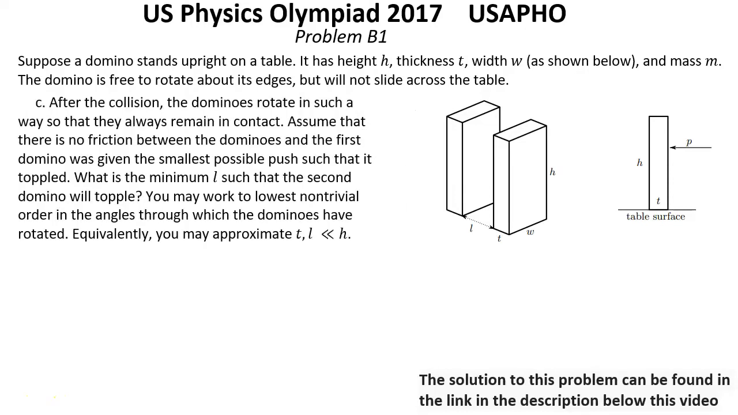Question C. After the collision, the dominoes rotate in such a way so that they always remain in contact. Assume that there is no friction between the dominoes and the first domino was given the smallest possible push such that it toppled. What is the minimum L such that the second domino will topple? You may work to lowest non-trivial order in the angles through which the dominoes have rotated. Equivalently, you may approximate t and L much less than h.